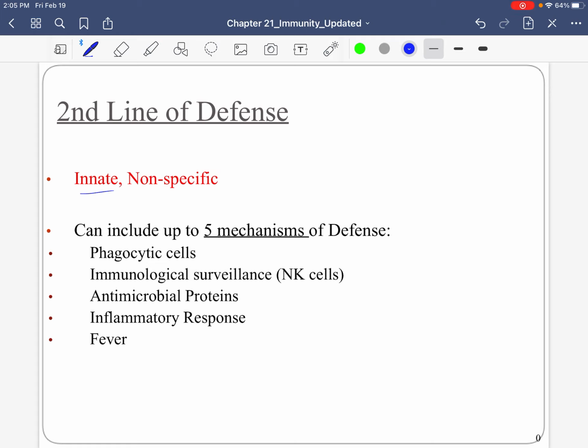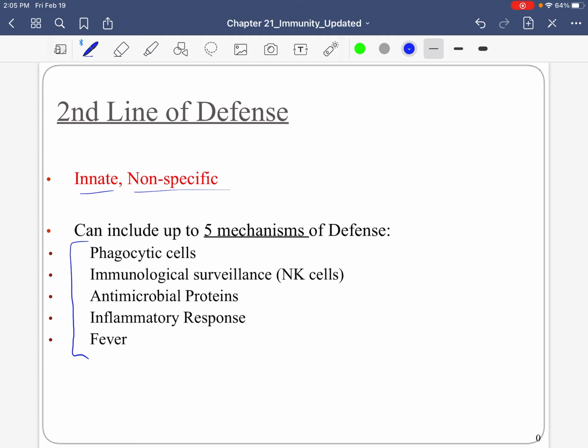And these second lines of defense are non-specific. They are all going to defend the same no matter what bacteria or virus might be invading us. Okay, so we're going to include 5 different things. It's kind of like a toolbox, you know? Our immune system, as part of its second line of defense, has 5 different tools it can pull from.